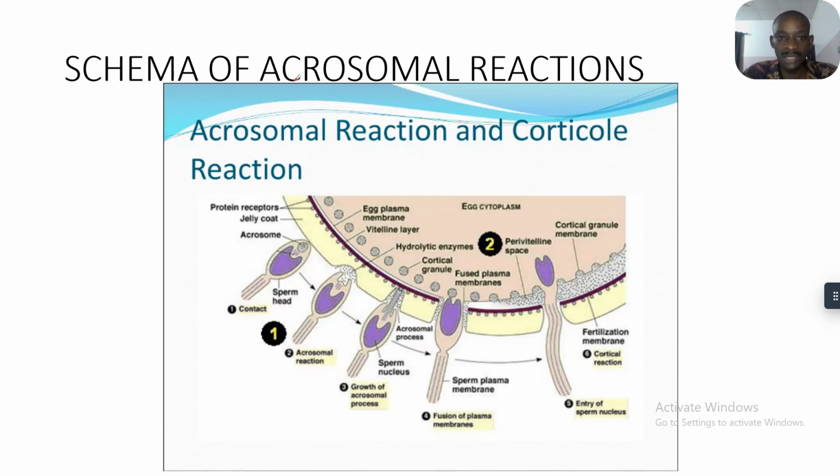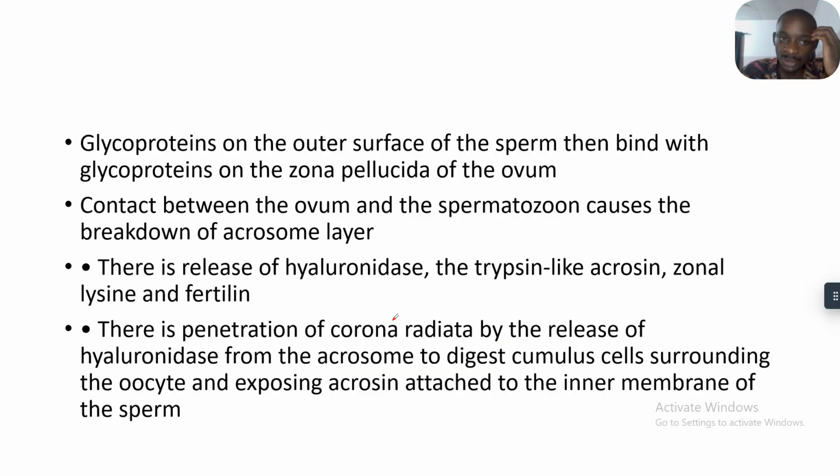This is a scheme of the acrosomal reaction, where the enzymes from the acrosome are released. These enzymes help in boring through the ovum for fertilization to occur. Also, glycoproteins on the outer surface of the sperm then bind with the glycoprotein on the zona pellucida of the ovum.